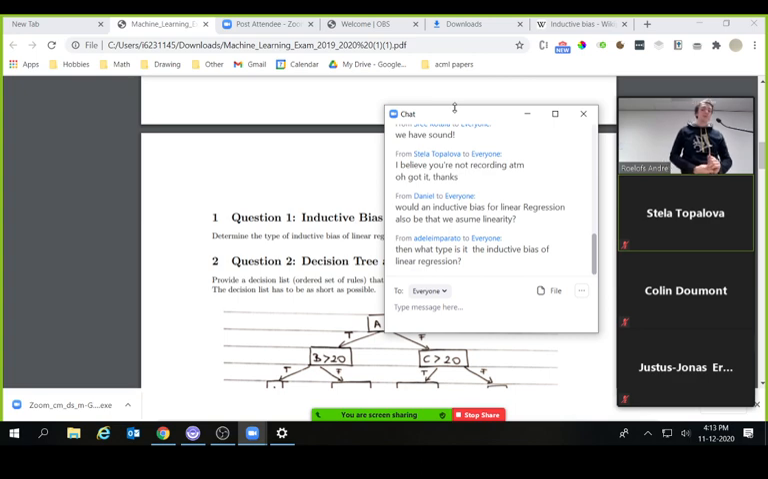Would that advice for linear regression also be that we assume linearity? Yes, you assume that the output is some combination of linear features, I would say.